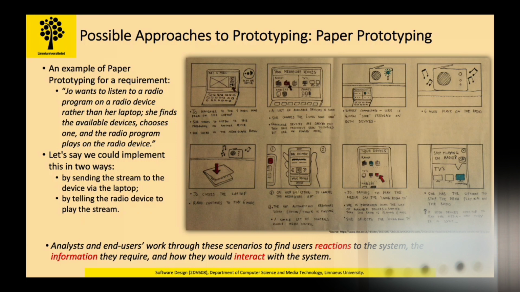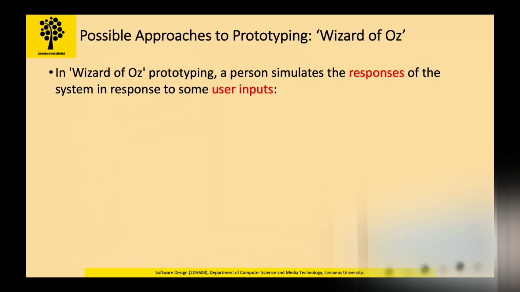So this is one way of prototyping, based on which you can not only elicit requirements but also validate them, because you are looking at the interface and you say, okay, this is possible to implement or test, whatever. And then there is another approach. This is also a very common approach, that is Wizard of Oz.